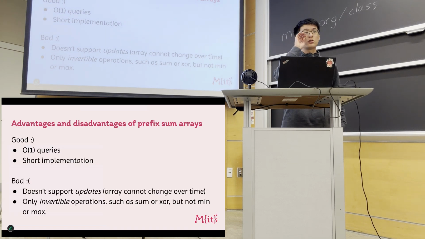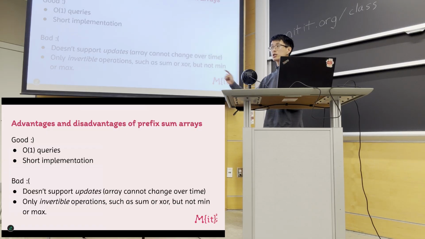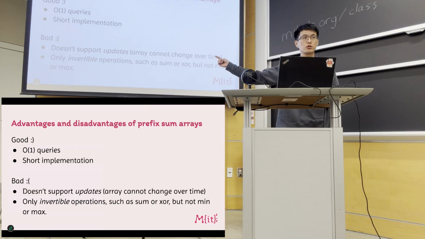So what are some of like advantages? Like it seems pretty good, right? So there's some clear advantages. The queries are O of 1, which means that they're constant time. Every time you do a query, it's just one subtraction operation. So they're really fast. They're also a really short implementation. In our coding, the construction took like 2 lines and the query took 1 line.